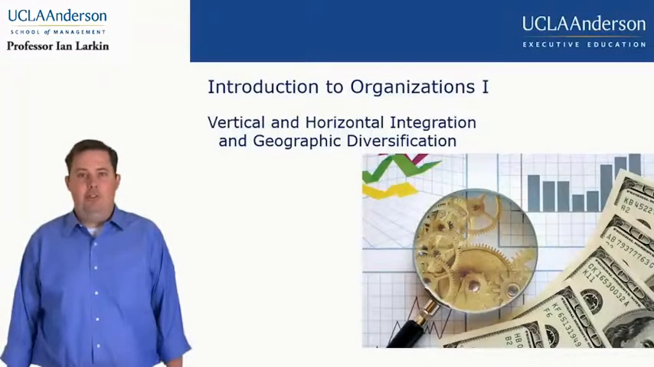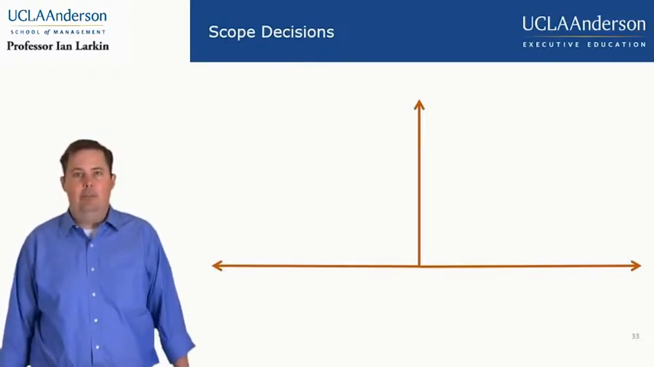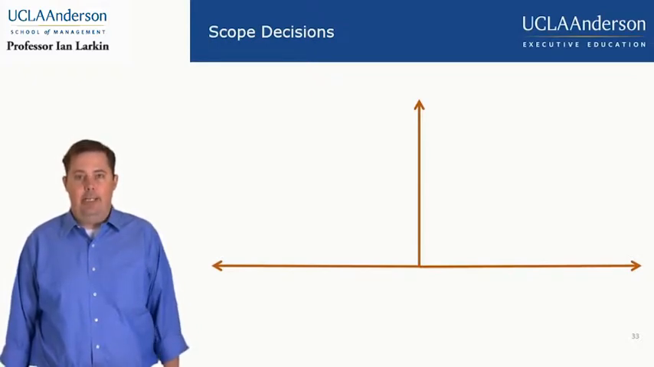Hi everyone, I'm Professor Larkin, and today we're going to continue to talk about organizations and specifically the scope of the firm. And by the scope of the firm, we mean what boundaries should the firm set? What activities should the firm do inside of its borders, and what activities should it do outside of its borders, relying on partners or other participants in the market?